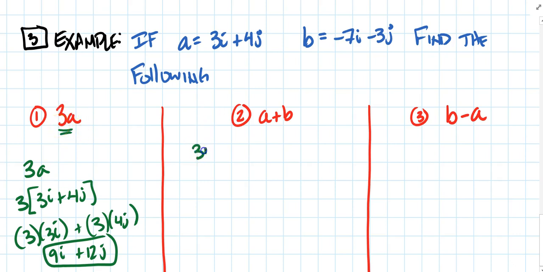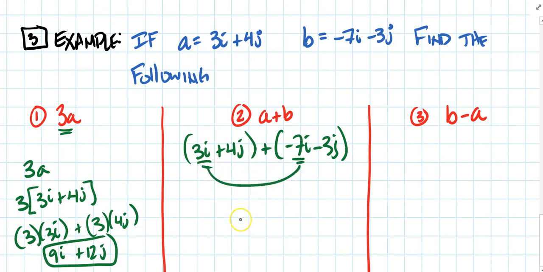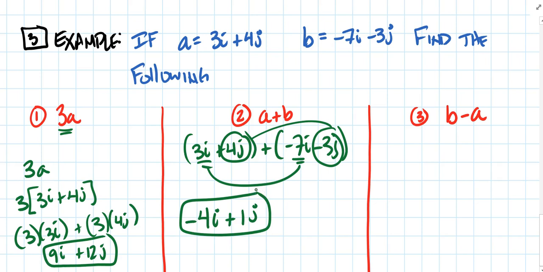What if I wanted to add these 2 vectors together? What if I wanted to take 3i plus 4j, and I want to add that to negative 7i minus 3j? Well, you do exactly what you would guess you would do. You add the like components. So if I take 3i and I subtract 7i, I'd get negative 4i. And then if I took a positive 4j and I subtracted 3j, I would get a positive 1j. So that would be the resultant of a plus b.